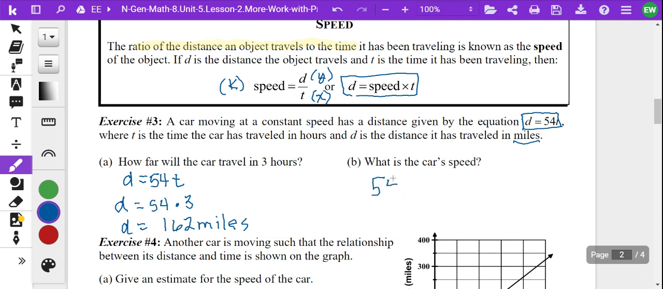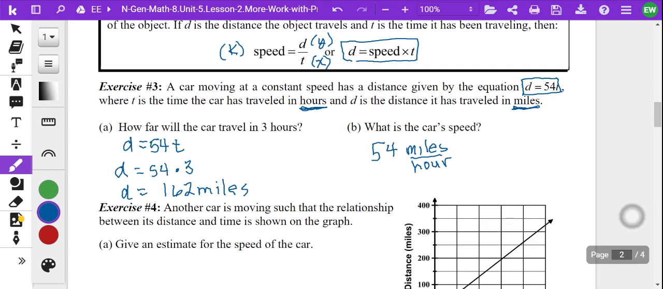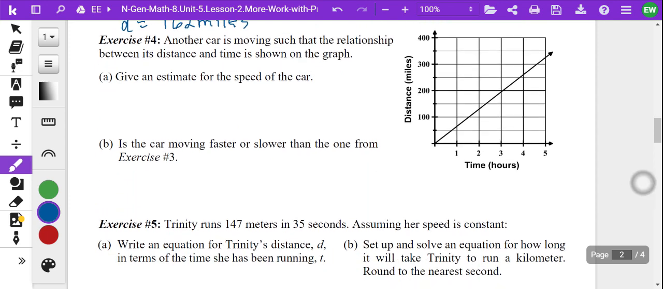But we don't ever just say speed in a number. We have to look at the actual units. So I have hours and miles. Whenever we talk about speed, it's always distance, which in this case is miles, over time. So miles per hour. So we can figure out any distance traveled or any time traveled just knowing the speed the car is going. Okay, let's look at exercise 4.